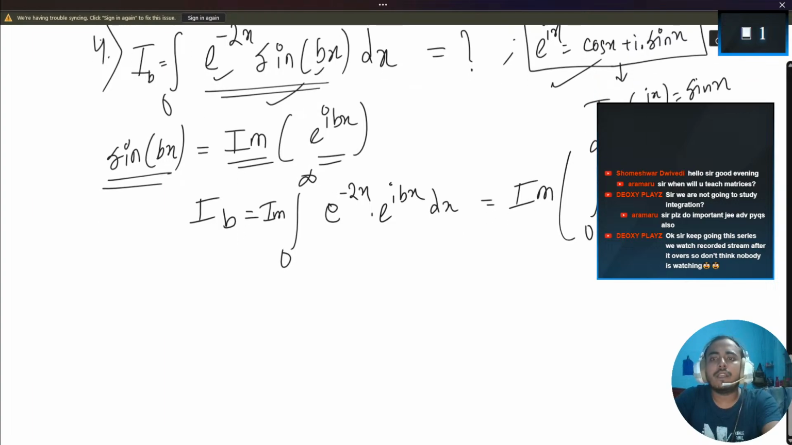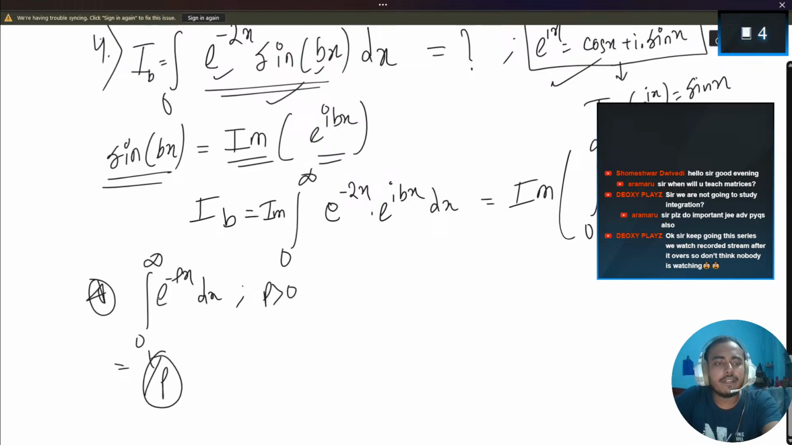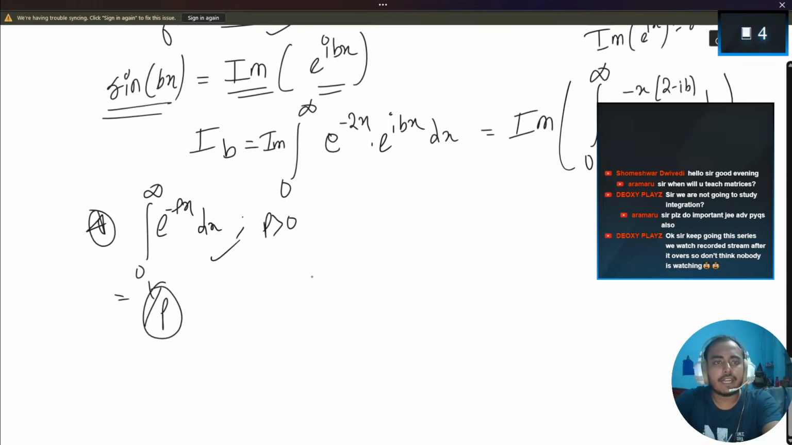Okay. Now, this is a very standard integral, but you should also remember it by heart. If you have integral from 0 to infinity of e to the power minus px dx, where p is a real number and p is greater than 0, this integral always equals 1 by p. You can directly prove it using the antiderivative of e to the power minus px, but still just remember it as a fact.